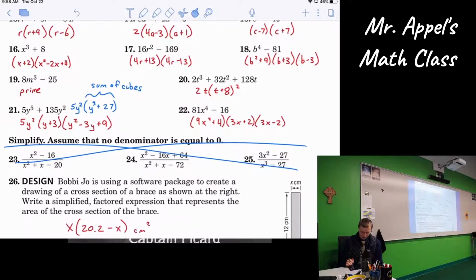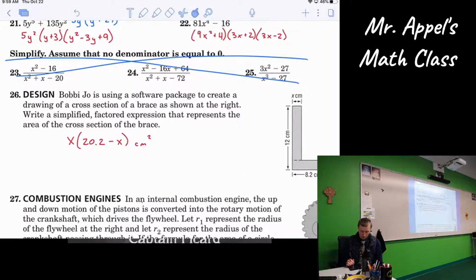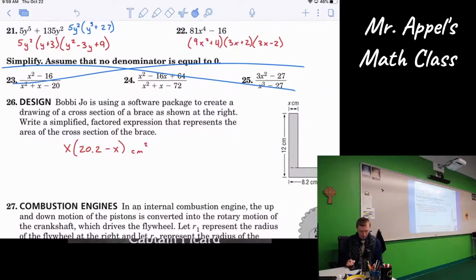Then let's take a look at the word problems. Number 26, Bobby Joe is using a software package to create a drawing of a cross-section of a brace as shown at the right. So this is some little metal piece that you stick in the corner to hold up your shelf, right? Write a simplified factored expression that represents the area of the cross-section of the brace.